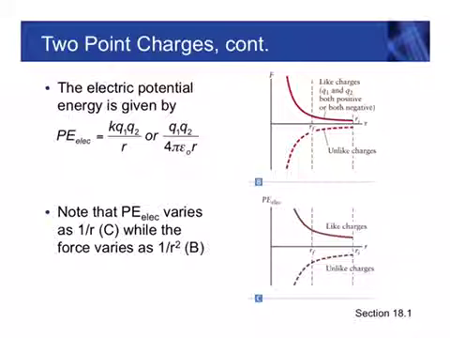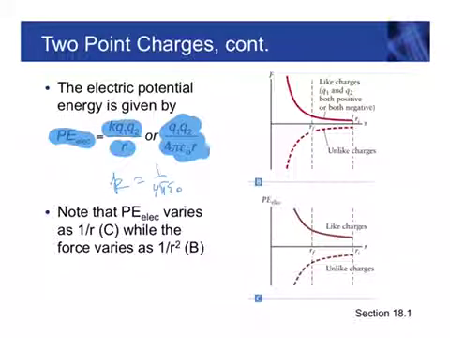This slide is just a quick review of what I just told you. Electric potential energy is given by this formula, k q1 q2 over r. If you want to go fancy, instead of k we can always use 1 over 4 pi epsilon naught, but otherwise it is the same formula, just a different way to represent the constant of proportionality. Most important to note is that electric potential energy varies as 1 over r, while force varies as 1 over r squared. And here is again a repeat of the two plots.